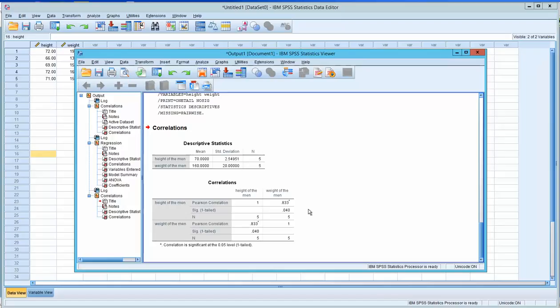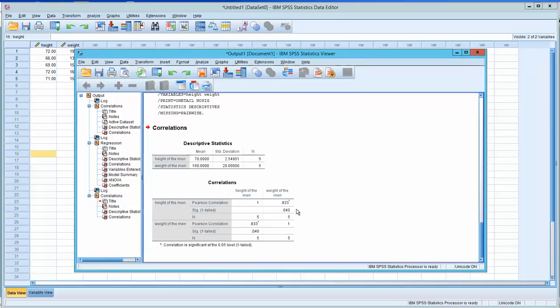So what we have seen here, because the probability is 0.04 and it is less than the conventional alpha level probability of 0.05, this correlation of 0.833, a positive correlation by the way, is a statistically significant correlation. It's a statistically significant correlation between the height of the man and the weight of the man. That is the correlation aspect.